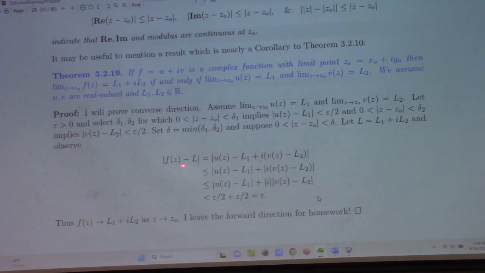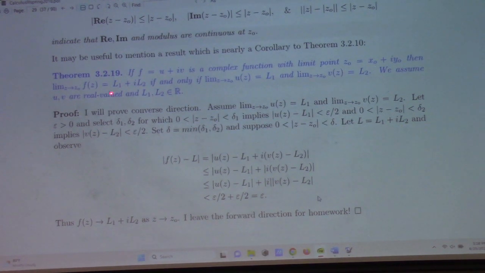So when I look at the distance from f of z to L, which is this, I can use the triangle inequality. Of course, the modulus of i is 1. Lo and behold, epsilon over 2 plus epsilon over 2, I get epsilon. So I have proved that the modulus of f of z minus L is less than epsilon, given that z is within delta units of z naught. Therefore, by the definition of limit, I've proved that f of z goes to L1 plus iL2 as z goes to z naught.